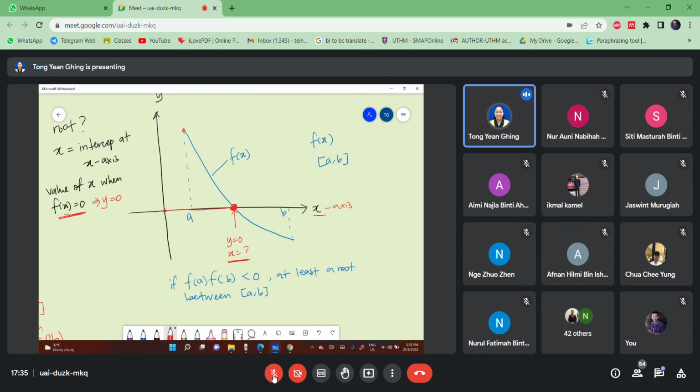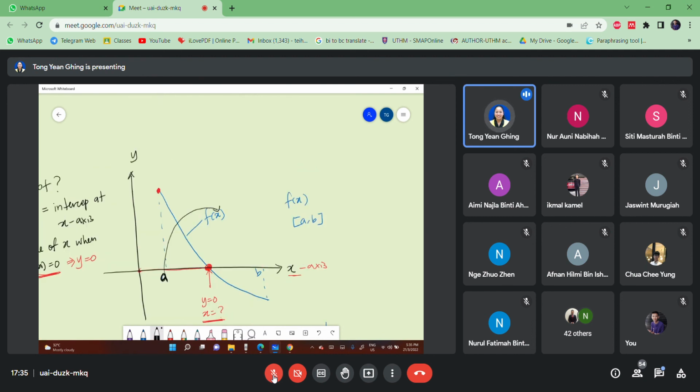Look at this value. This one is A, right? The x value is A. I substitute the value of A into this fx. Okay? This fx can be any equation.